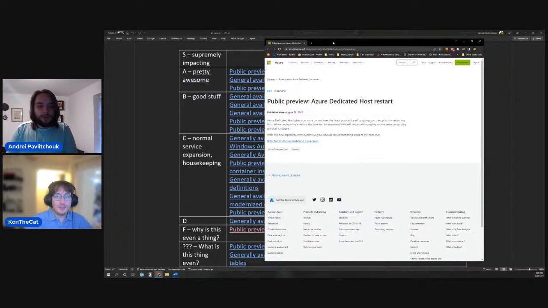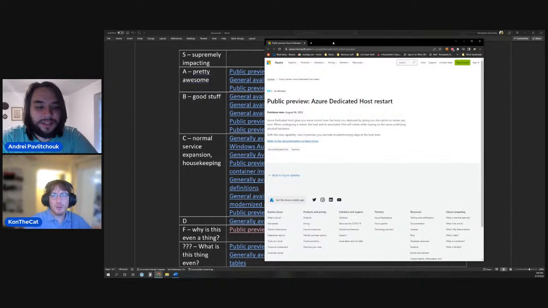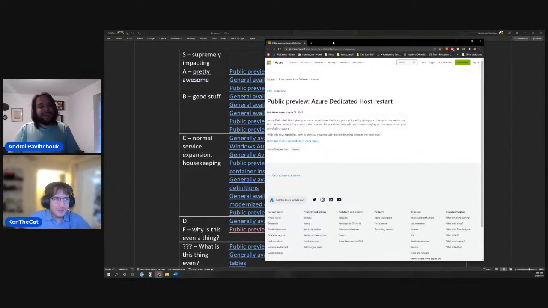No, this is different. Okay. So with Azure Dedicated Host, you are getting your dedicated box that you run your VMs on. Right. That's the service. So the idea with this public preview is that they're public previewing a reset button for your own host. Okay. It just seems to me like that's something that should be in the product when you release a product like this. I mean, it's my own damn host. Why can't I reboot it? Why do I need an update to reboot my own damn host? That's why this is an F tier.